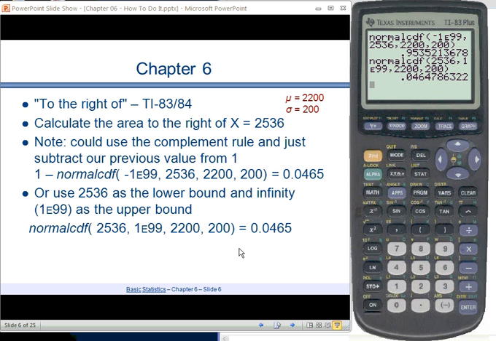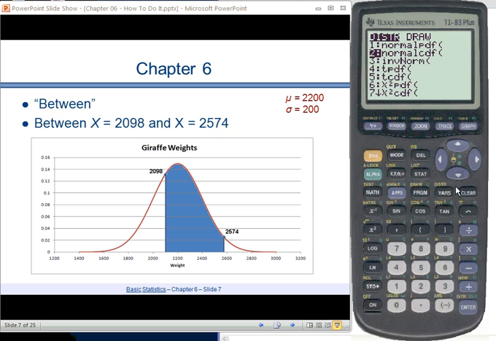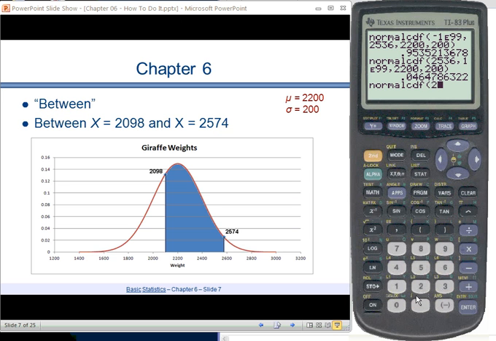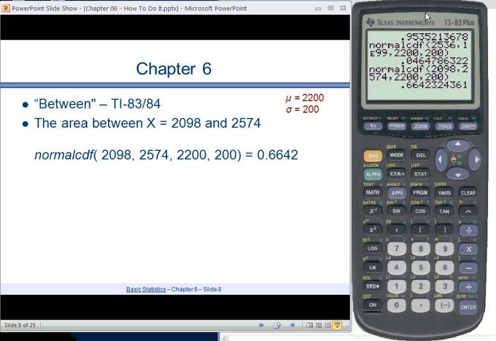If you've got some other thing where you're talking about the area between two values, 2098 and 2574, for example, you don't need to use the infinities at all. You just do normal CDF, and put your left and right bounds in there, 2098 and 2574, with 2200 and 200 as your mu and sigma, and you go and look, and that's the answer that you get, 0.6642. So that's how to do the plus and minus infinity on your calculator with normal CDF.